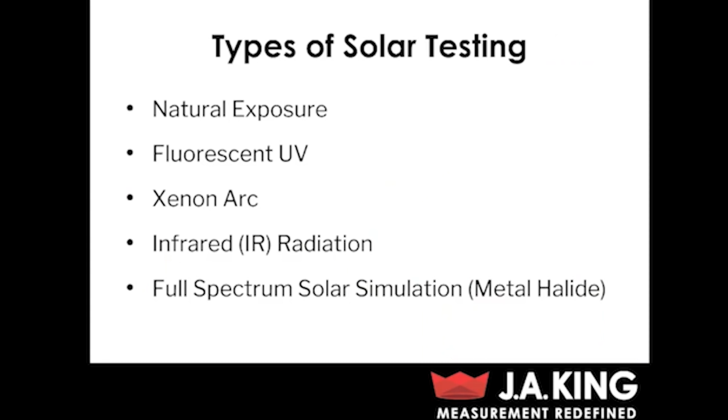So there are a few different types of solar testing. Mainly we've got natural exposure, fluorescent UV, xenon arc, infrared, and then full spectrum solar simulation. And these all focus on basically the same concept, but they're going to utilize different types of equipment, and also different types of tests oftentimes are going to focus on different portions of the solar spectrum.